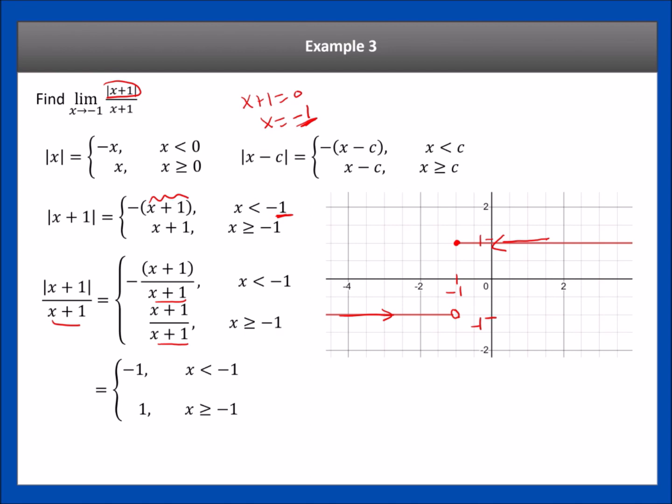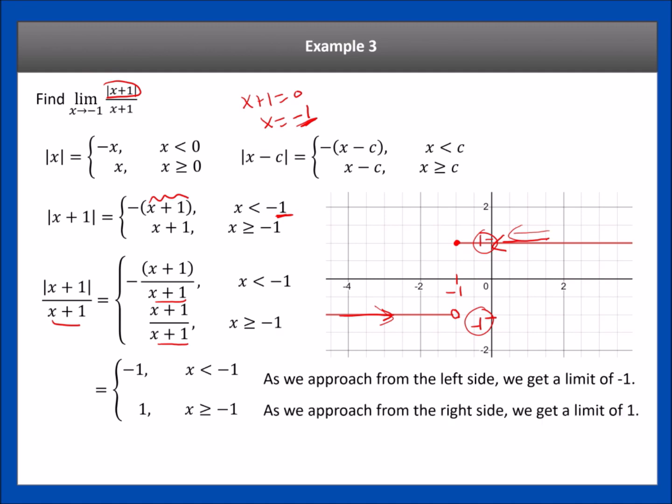But notice that the behavior is different on the left side than it is on the right side. If I approach from the left side, I get a value of negative 1. If I approach from the right side, I get a value of 1. And therefore, we can't agree on the behavior of the limit. So as we approach from the left side, we get a limit of negative 1. From the right side, we get a limit of 1. So because the values are different, we say that the limit does not exist. And so we usually write this as DNE, does not exist.